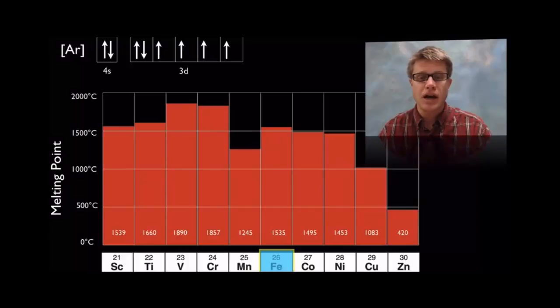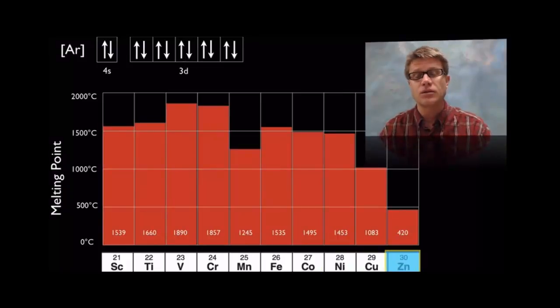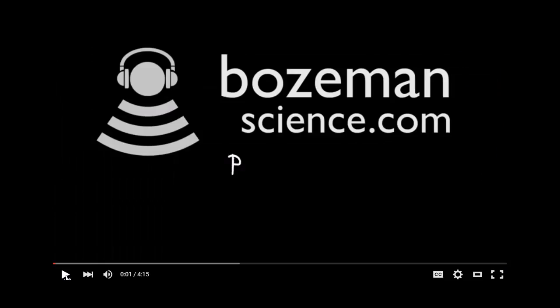Okay, now we're going to start adding electrons. So when we go to iron and to cobalt and to nickel, now we're adding these paired electrons, and as we pair those electrons, we don't have those free electrons anymore, and so we're going to decrease the melting point as we get all the way down to zinc. And remember, as we get to zinc, we're moving over towards those nonmetals, and so we're starting to see odd properties here as well.